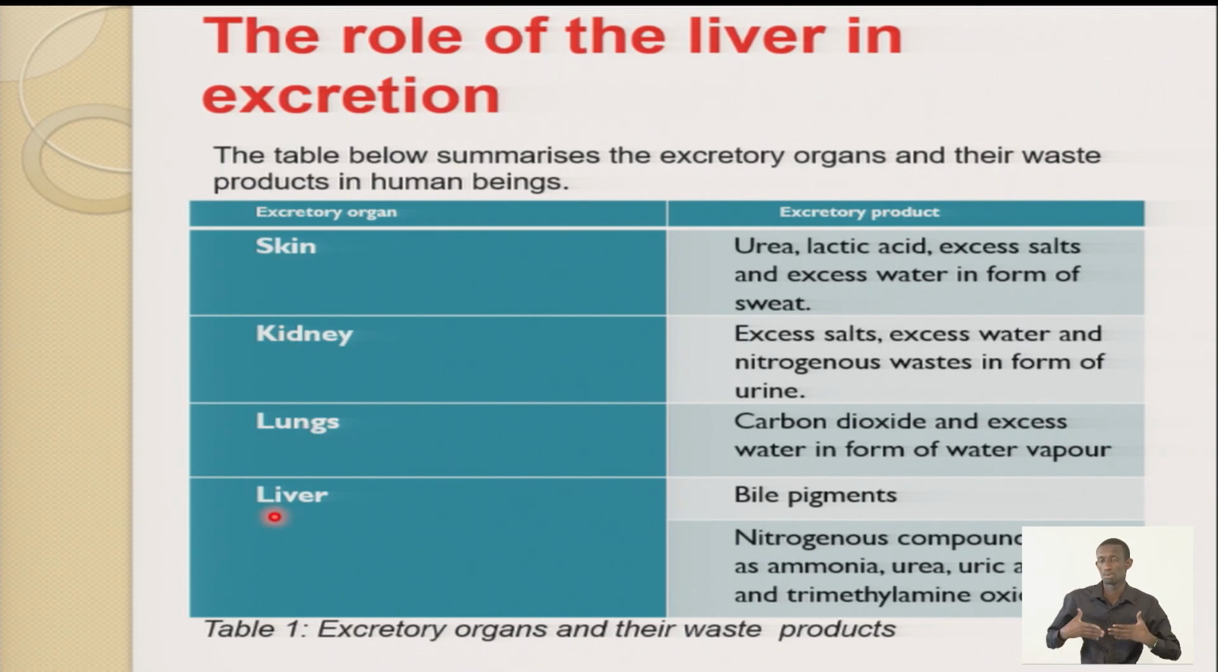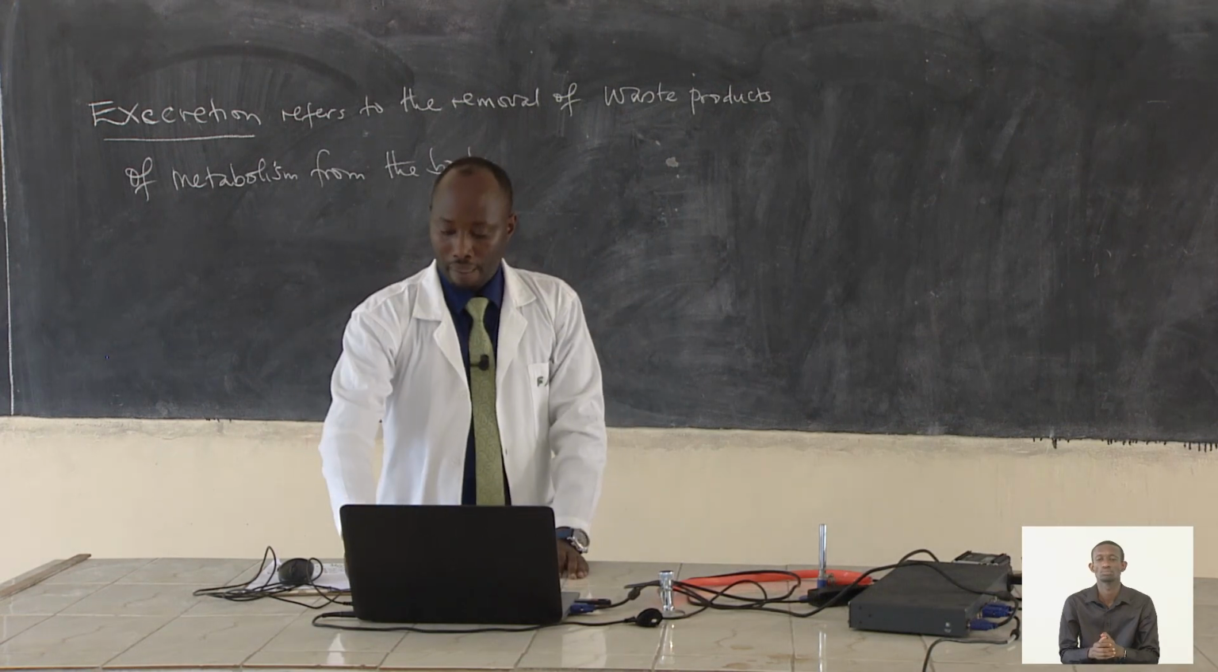We have the liver. So the liver also excretes waste products. The excretory products of the liver are the biopigments. We have biopigments and nitrogenous compounds such as ammonia, urea, uric acid, and even trimethylamine oxide. These are the waste products that are excreted by the liver. So we have excretory organs and their respective products which are going to be excreted from these organs.